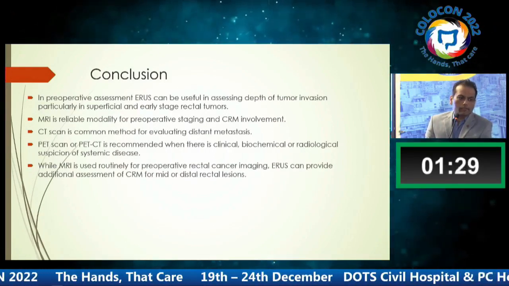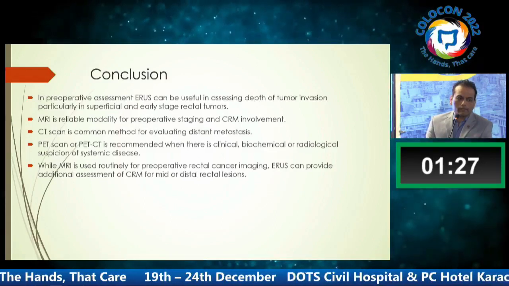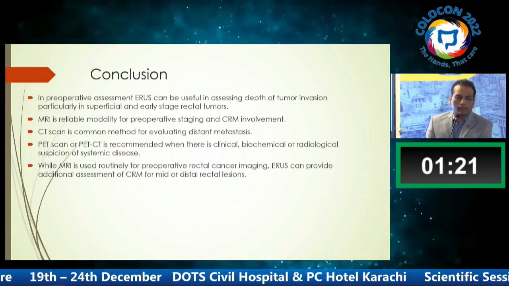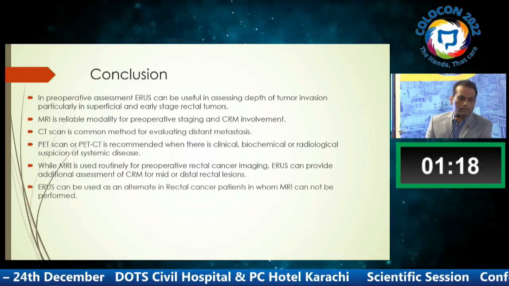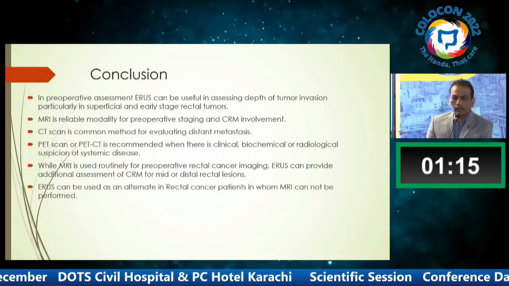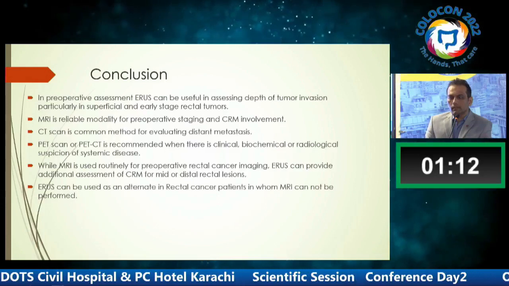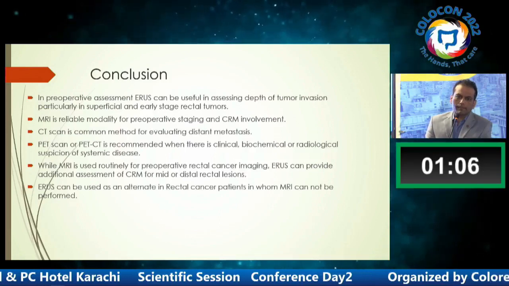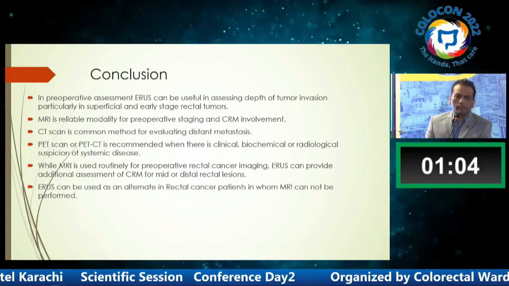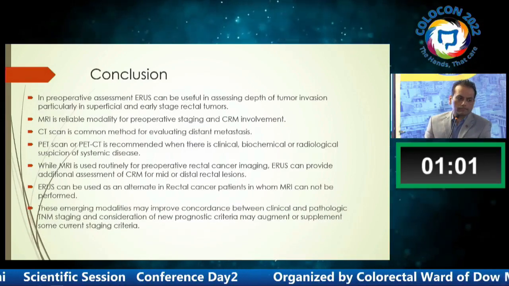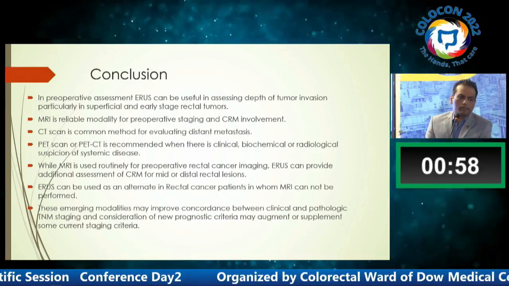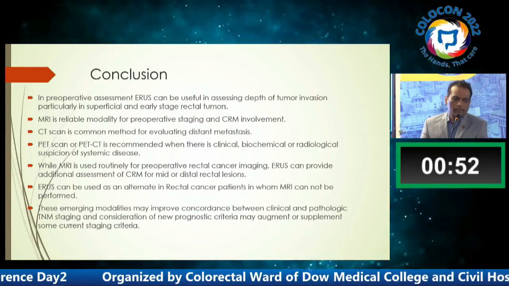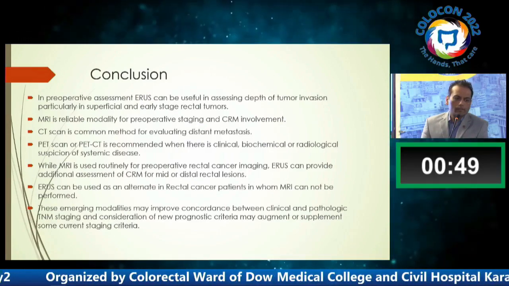And the MRI is used for the preoperative rectal tumor staging. Endorectal ultrasound can also provide additional assessment of CRM to mid and distal rectal lesions. So endorectal ultrasound can be used as an alternative in patients of rectal carcinoma in whom MRI cannot be done, such as claustrophobic patients or the patients who have heavy metallic implants. So the emerging modalities may improve concordance between clinical and pathological TNM staging, and consideration of new prognostic criteria may be augmented.